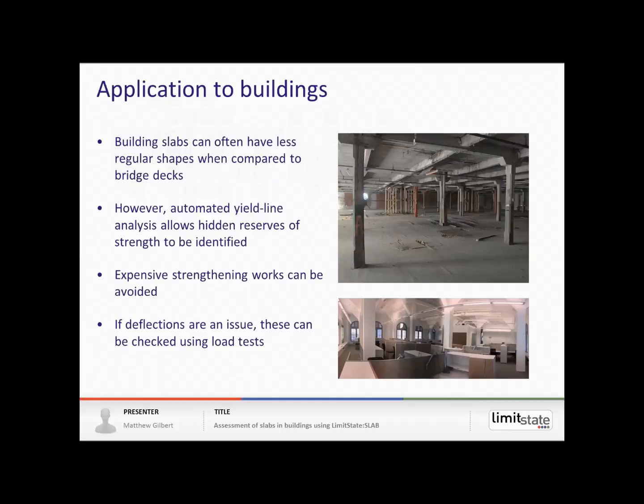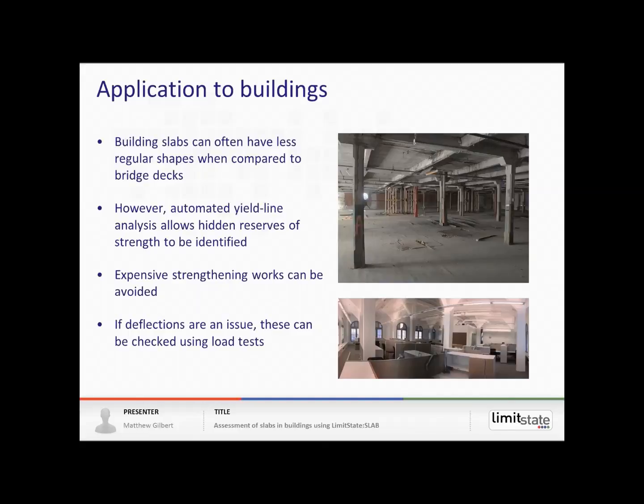So for example, you have a building where the client wants to put a multi-gym up on the 10th floor. The floor was never designed to carry those loads. The cost can be prohibitive if you upgrade it, but the yield line method may very well show that that slab is perfectly able to carry those additional loads anyway.